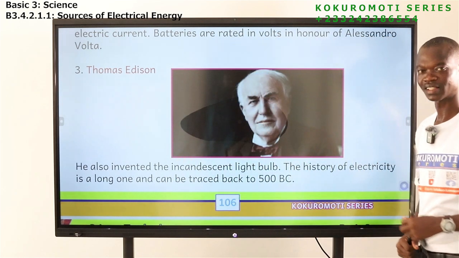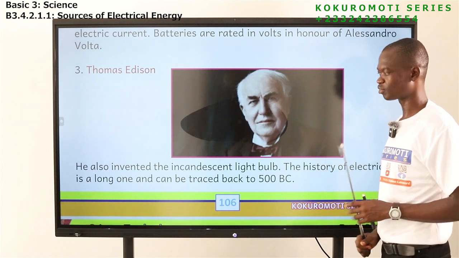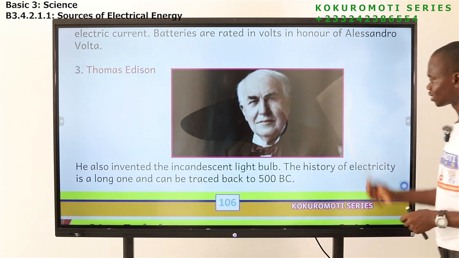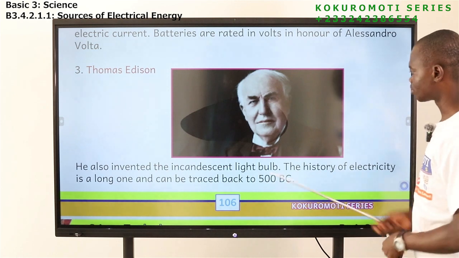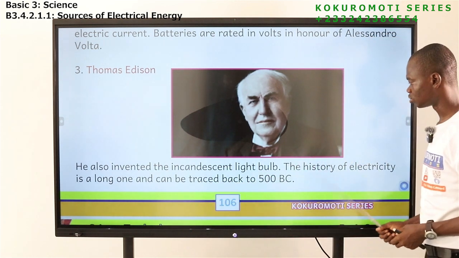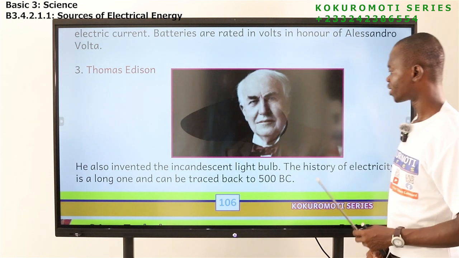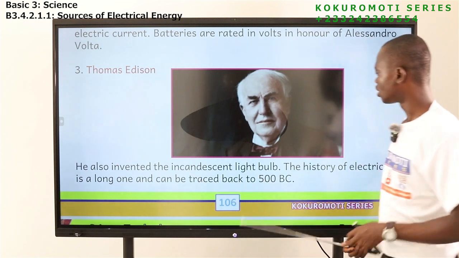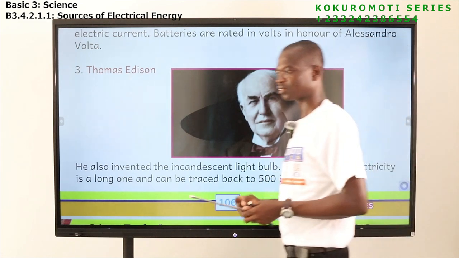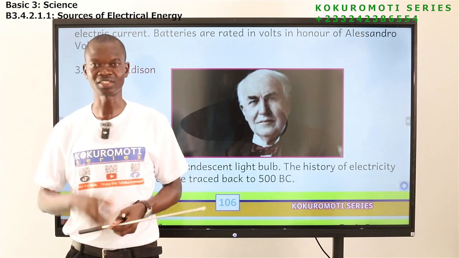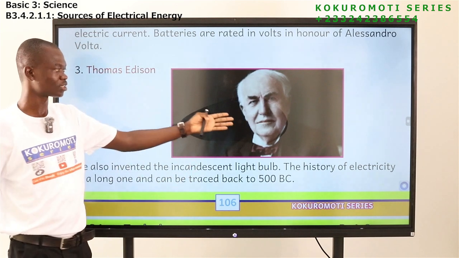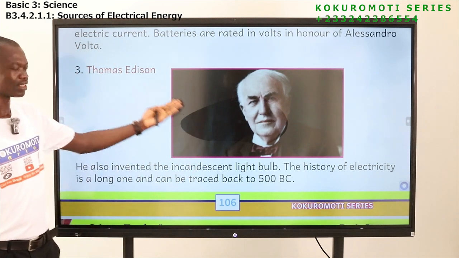This is a man called Thomas Edison. I don't know whether you've heard about him before. He invented the incandescent light bulb. The history of electricity is a long one and can be traced back to 500 BC. The incandescent light bulb that we use, the one that produces heat, consumes a lot of electricity. That was first invented by this man, Thomas Edison.